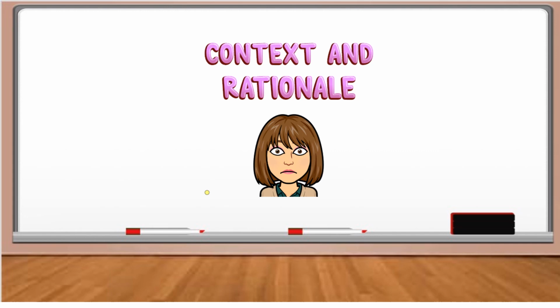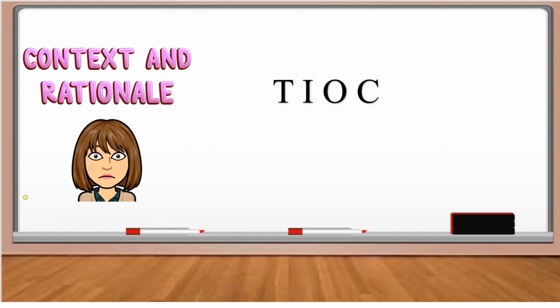How to write for your context and rationale. For the context and rationale, these are the circumstances that form the setting for an event, statement, or idea, and in terms of which it can be fully understood and assessed. To guide you to write for your context and rationale, you must have the TIOC, or the trends, issues, objectives, and contributions of your research study.